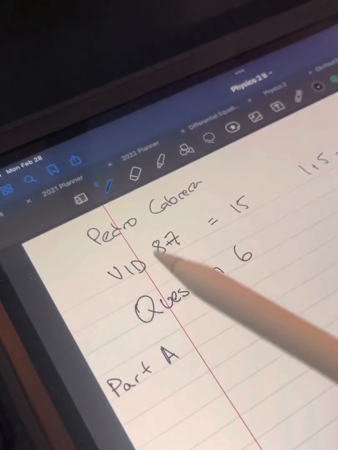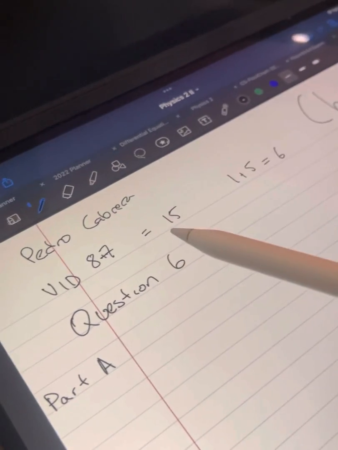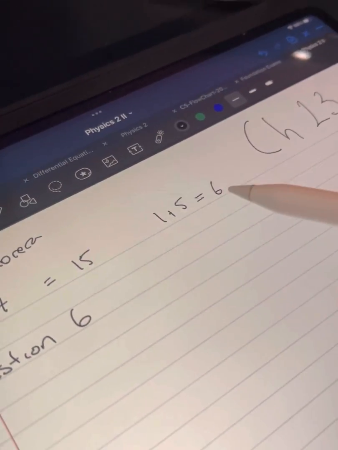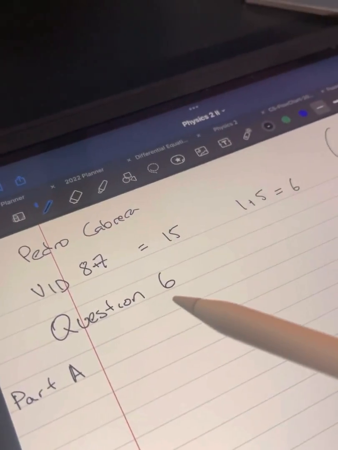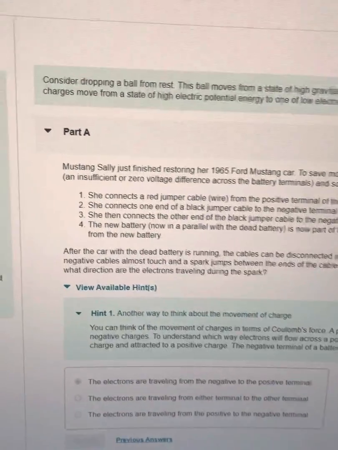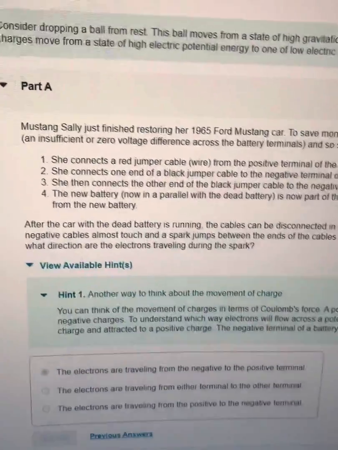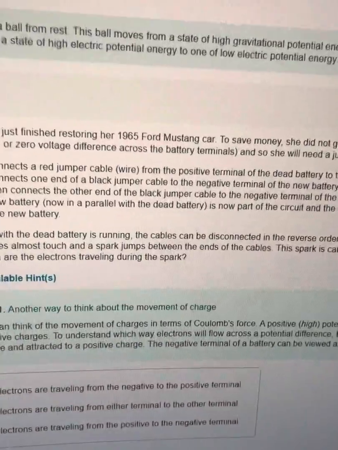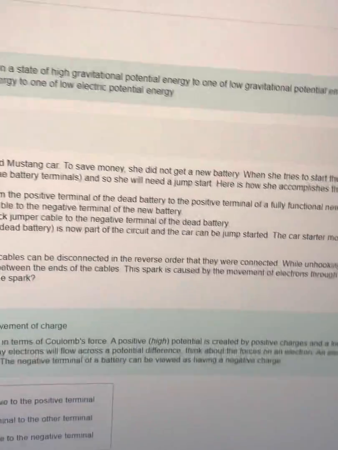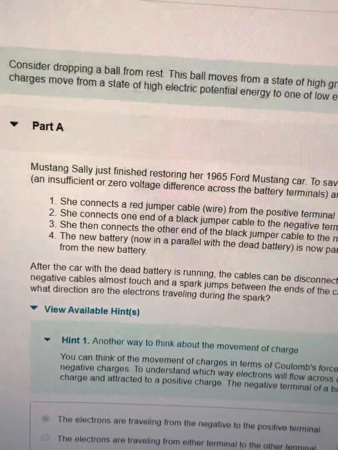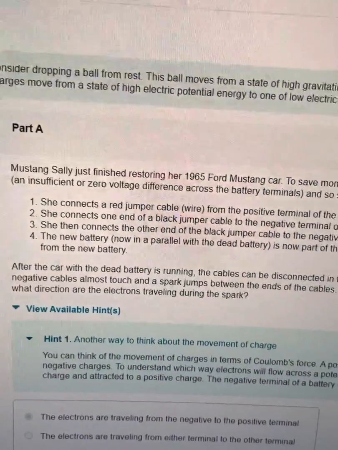My VID ends in 87, which when added equals 15, and 1 plus 5 is 6, so I'll be doing question 6. In part A of this problem, we are asked what happens when a positive and negative probe connected to a battery touch each other. This spark is caused by the movement of electrons through the air between the battery terminals. In what directions are the electrons traveling during this spark?